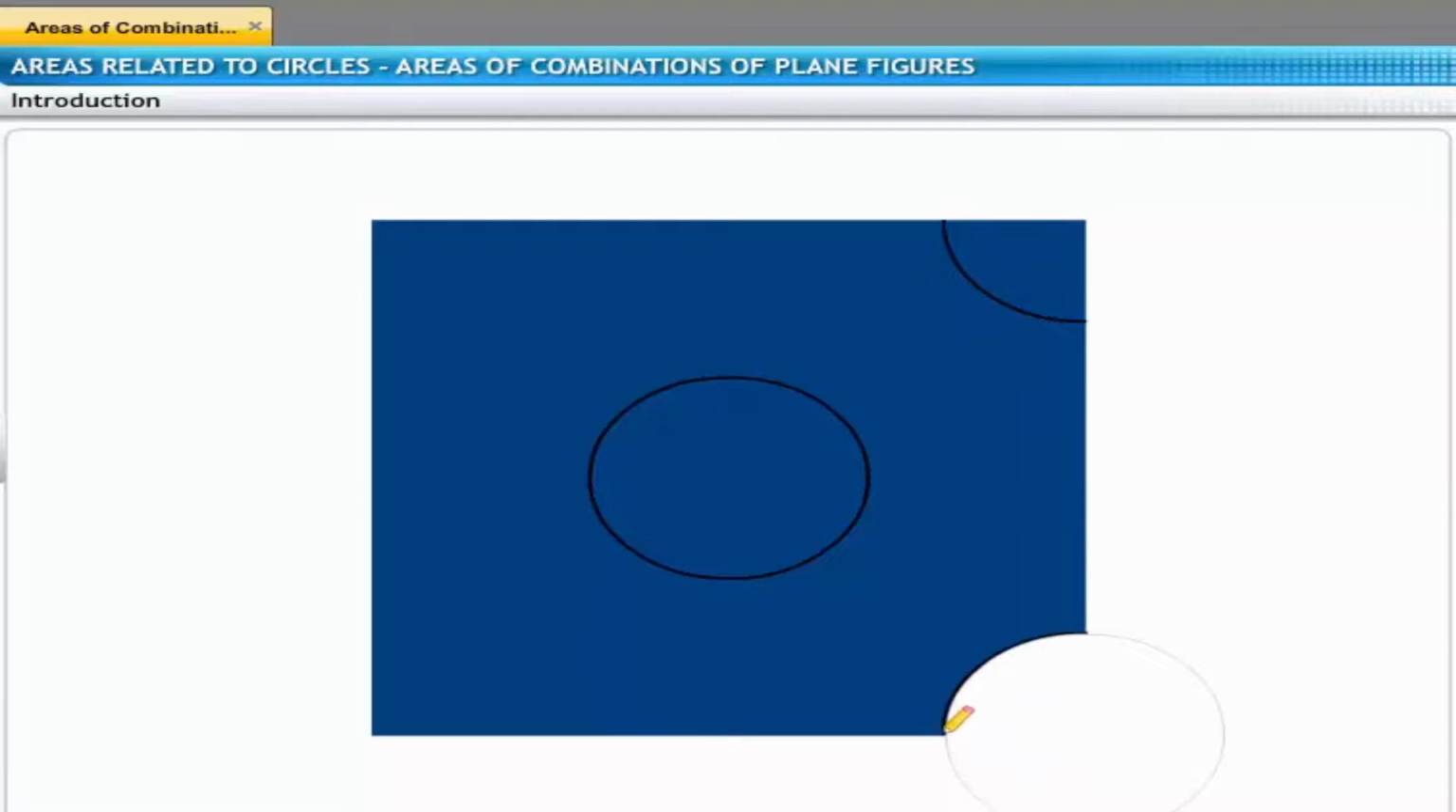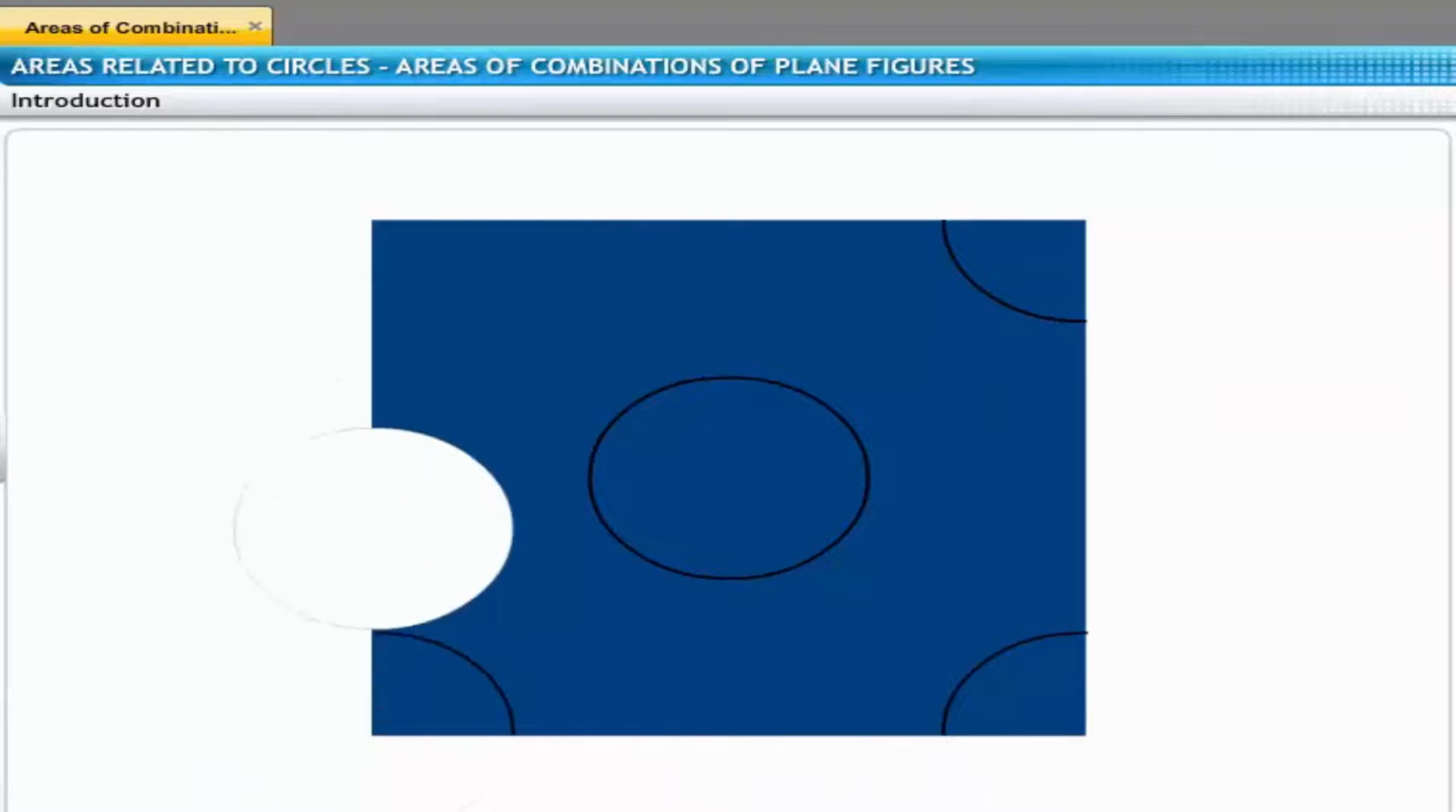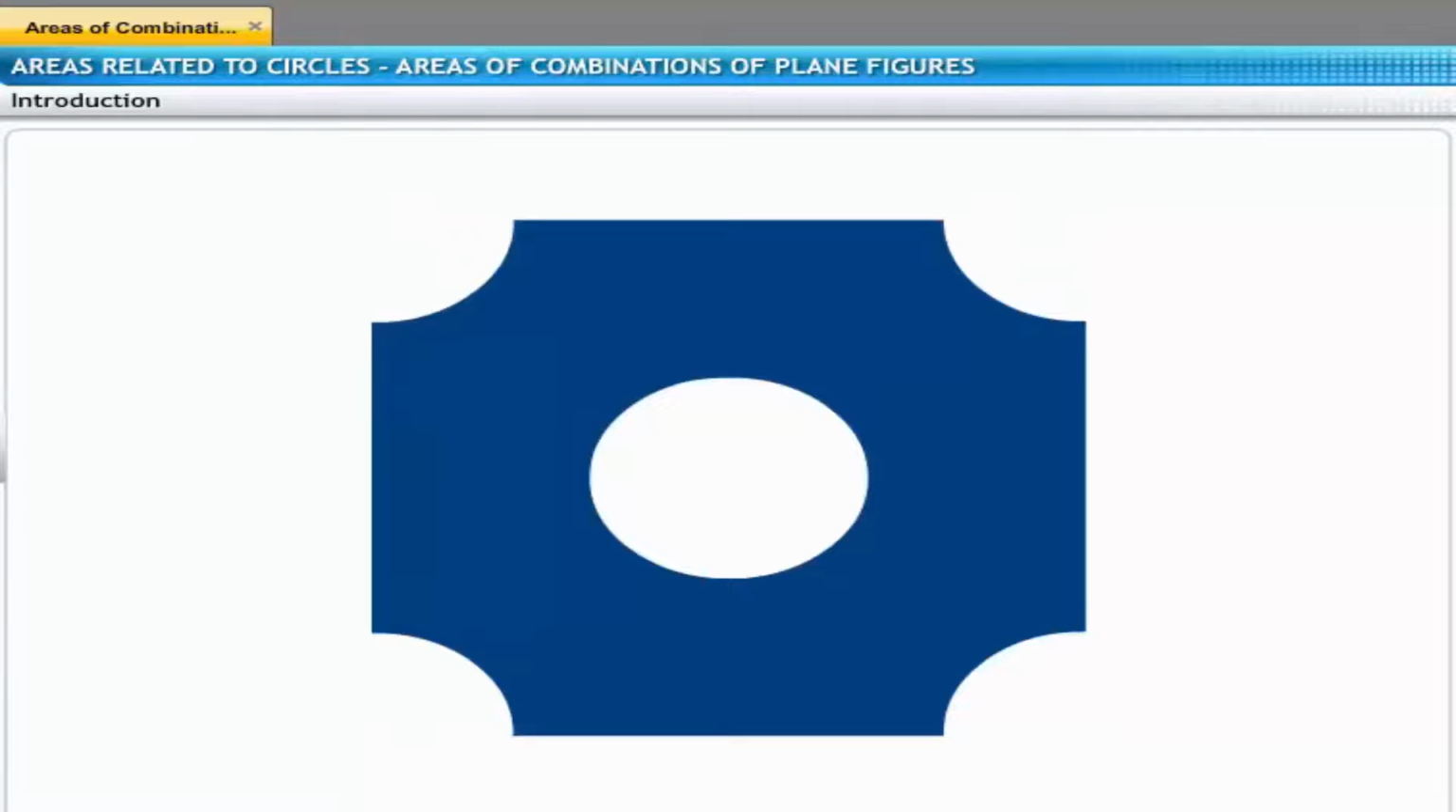Similarly, he marks quadrants on the rest of the corners. Finally, he cuts the marked portions of the blue veneer. Voila! There it is! He found a technique to remove the unwanted areas from the veneer to get the required design.